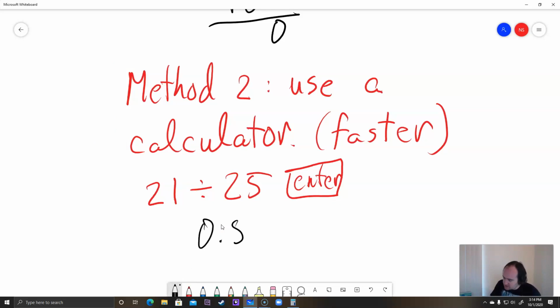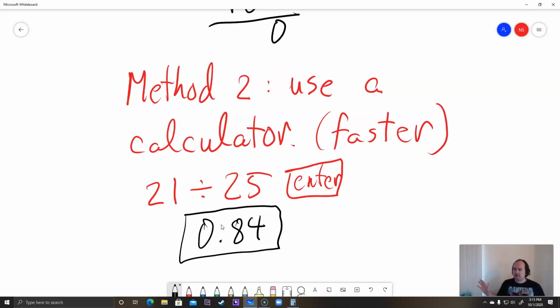But as you can see, you get the same answer. You still get 0.84, and that's still a terminating decimal because it doesn't keep going on forever. It stops, so it terminates. Okay? So hopefully that's not too bad.